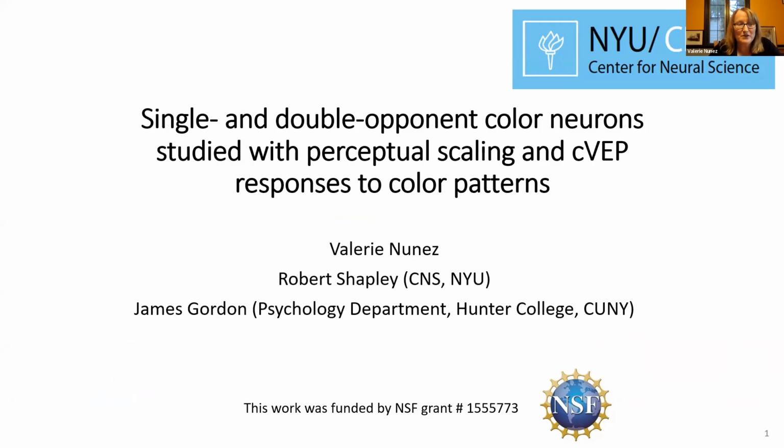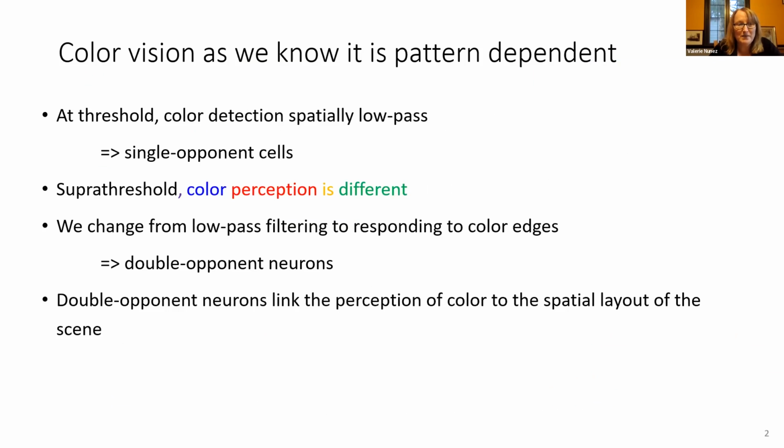So I'm going to start right away with our big take-home message, which is that color vision as we know it is pattern dependent. At threshold, color detection is spatially low pass, implicating the contribution of single opponent neurons. However, suprathreshold color perception is different. We change from low pass filtering to responding to color edges. This difference comes from the suprathreshold contribution of double opponent neurons.